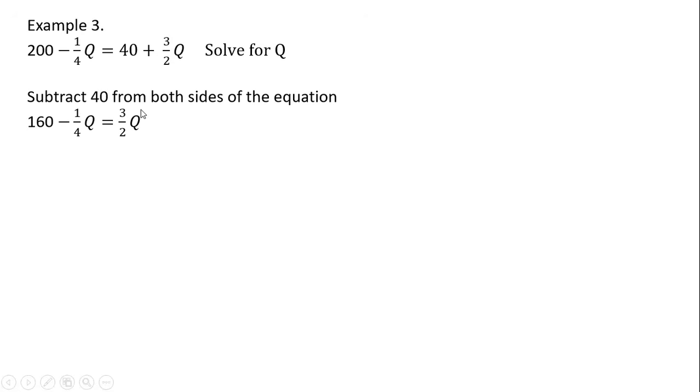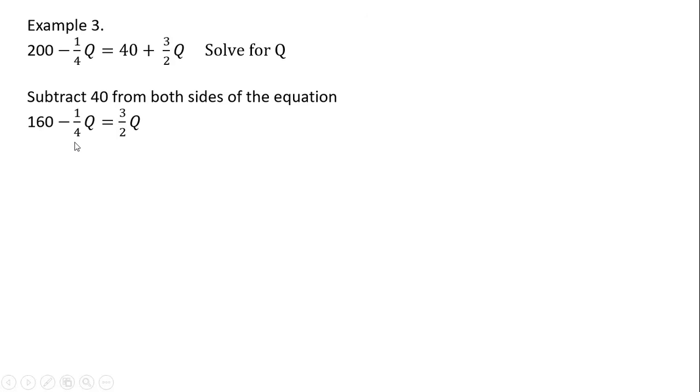Here's example 3. We have 20 minus 1/4 q equals 40 plus 3/2 q. We want to solve for q. So first thing I want to do here is I want to subtract 40 from both sides of the equation. So on the right-hand side, 40 minus 40 disappears. And since we subtracted 40 from the right-hand side, we must do it to the left-hand side. So 200 minus 40 is 160.